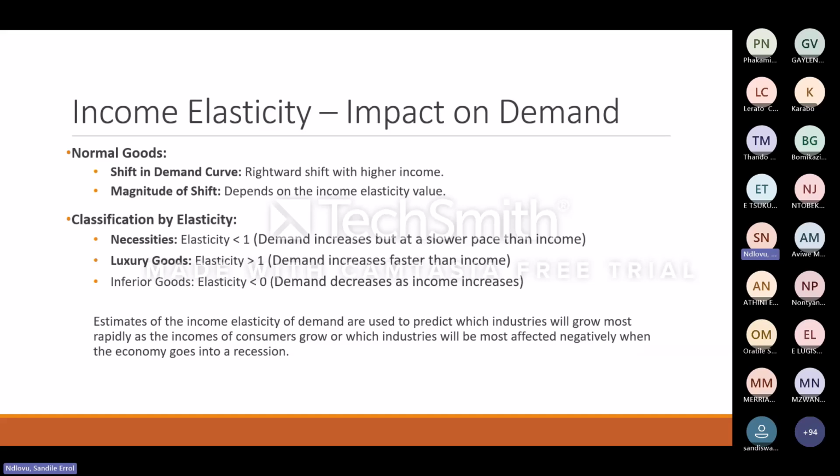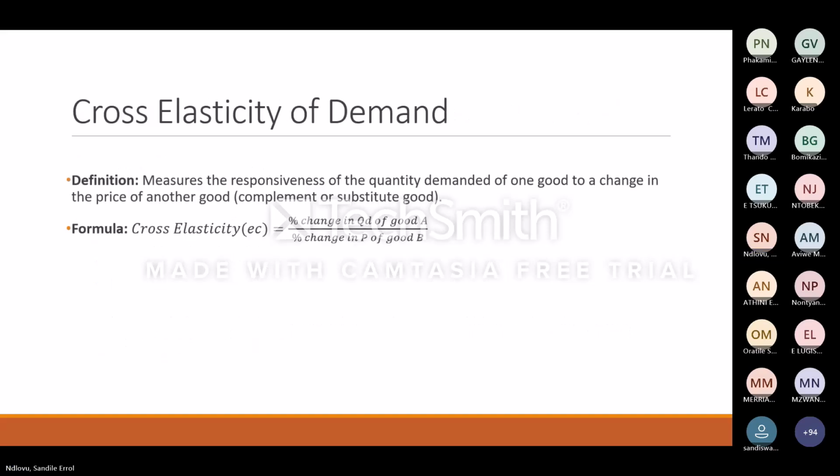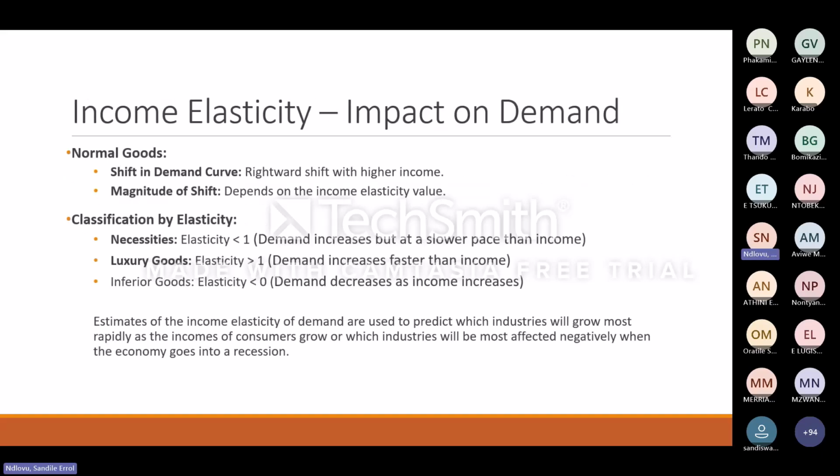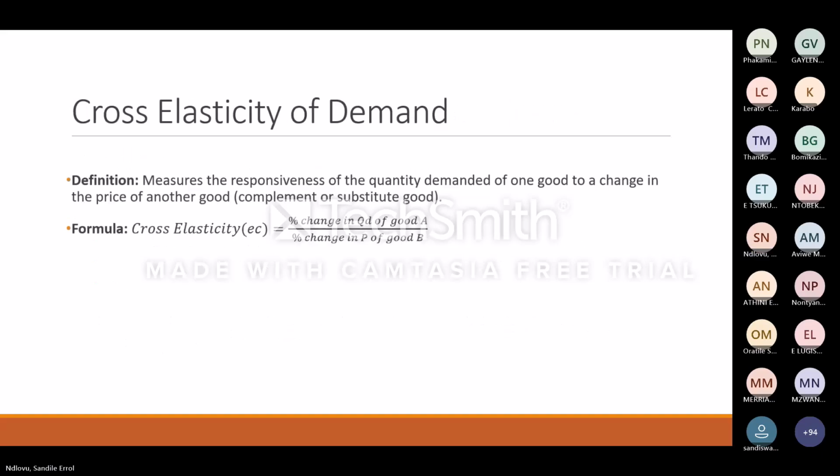And then in times of economic expansion, where there's high employment, high consumer spending, and people have a lot of money, you'll find that there'll be a large increase in the demand for normal goods and luxury goods, and a decrease in the demand for inferior goods. So that was income elasticity. Now we move on to cross elasticity of demand.